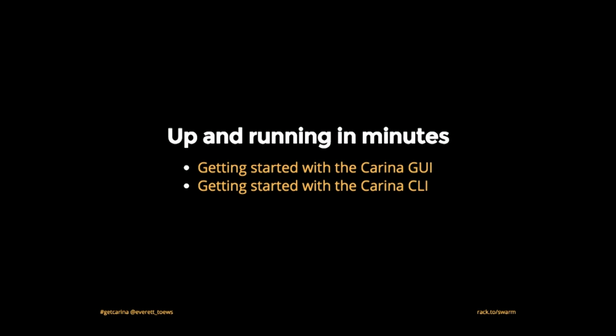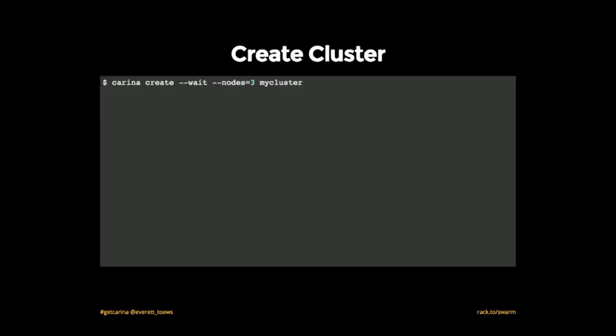So the GUI is all well and good, but one of the primary advantages of these systems is being able to automate them. And that means scripting, and that means APIs. So we're going to start with scripting, and we're going to start with the CLI, and we're going to create a cluster with the Kareena command line interface.